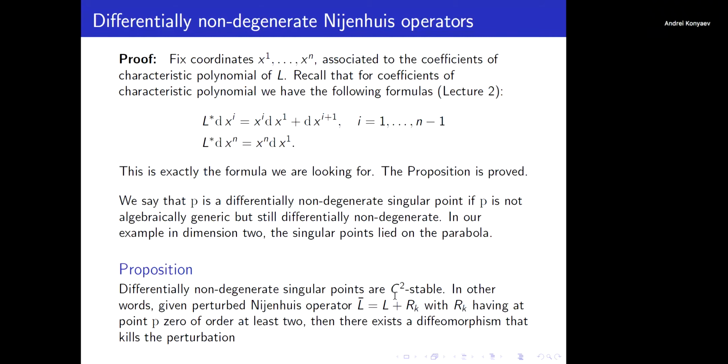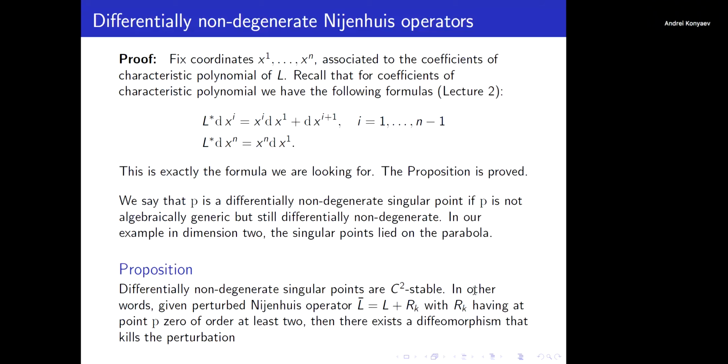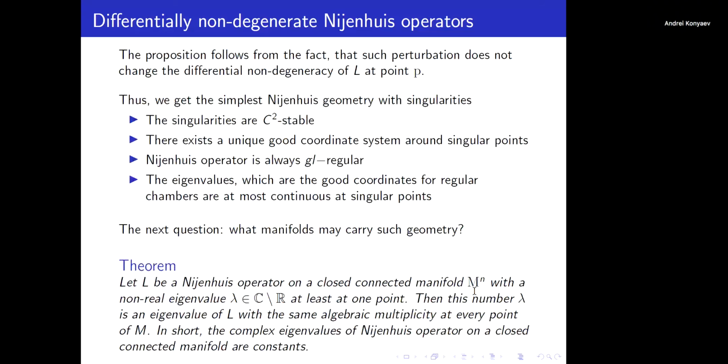So we see that the rank is at least n minus 1, right? And if you take the powers of this operator, you will see that all the powers are linearly independent. So this is just simple geometry, and it is GL regular.